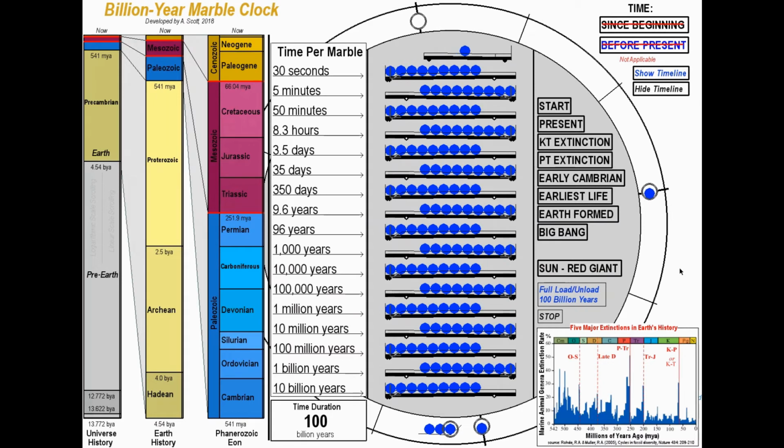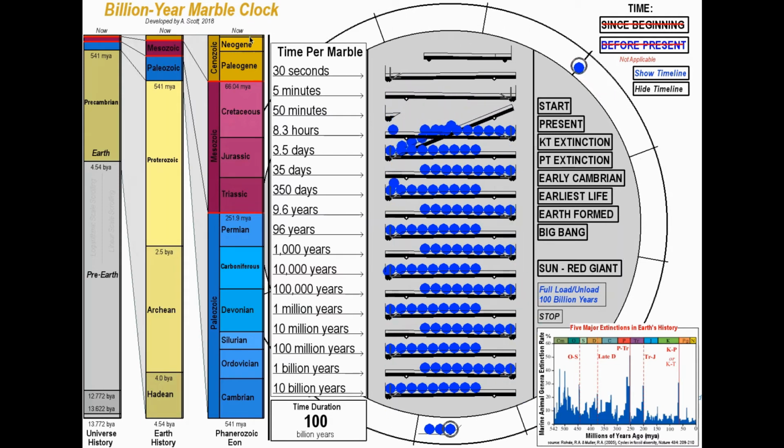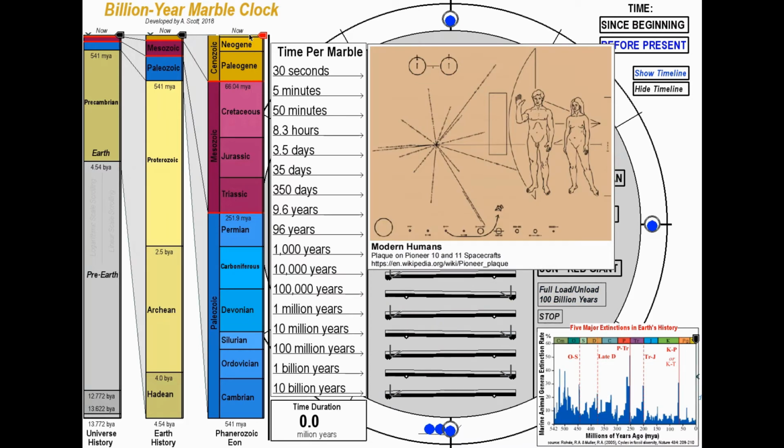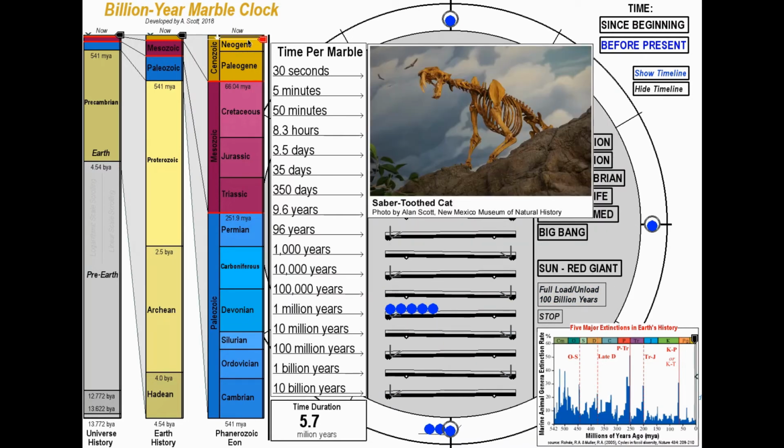This marble clock can display a maximum time duration of 100 billion years by clicking here. This simulation allows the users to click and drag, such as scroll, on the various timelines. All the scroll markers in each timeline indicate the same moment in history.